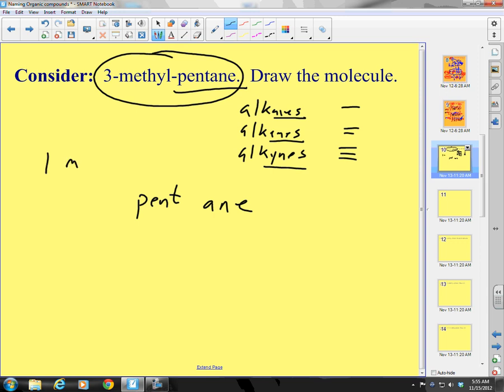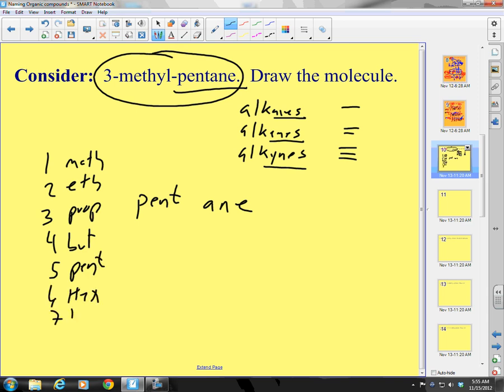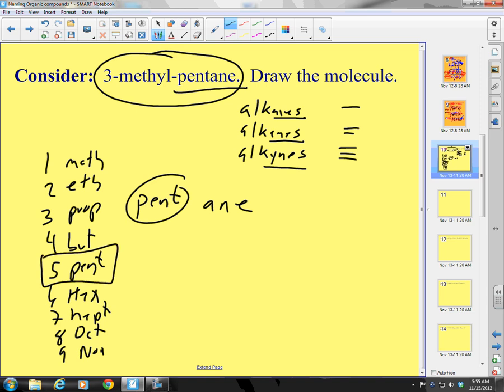That 1 is meth, 2 is eth, 3 is prop, 4 is but, 5 is pent, 6 hex, 7 hept, 8 oct, 9 non, and 10 dec. So if this is pent, that means I have 5 carbons. If it's ane, that means I have 5 carbons, all of them single bonded. 1, 2, 3, 4, 5. That's perfect. But what's this stuff going on here?